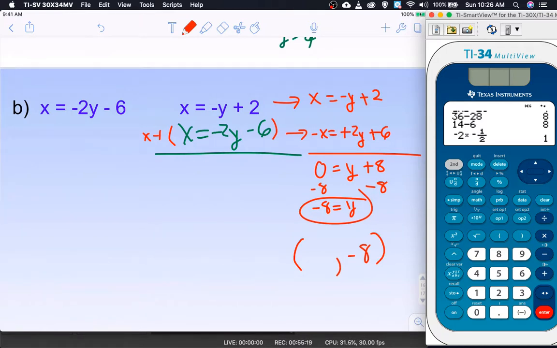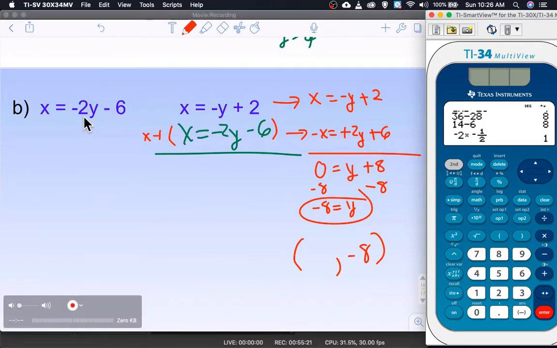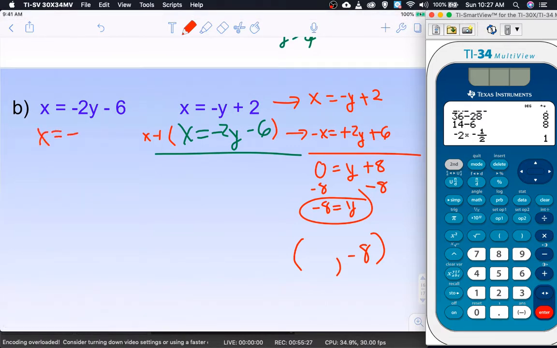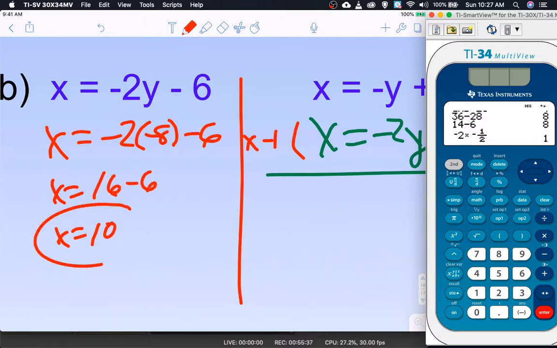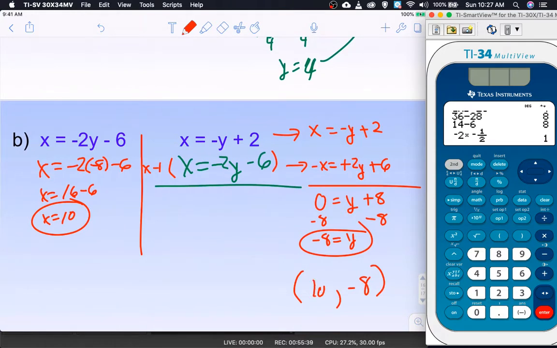To find the x value, I'm going to take that negative 8 and plug it in. I'm plugging it in right here, just because I have space to work. So that is x equals negative 2 times negative 8 minus 6. X equals positive 16 minus 6. X equals 10. And there we have it.